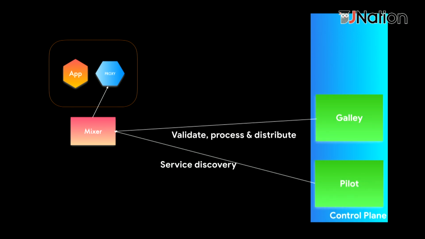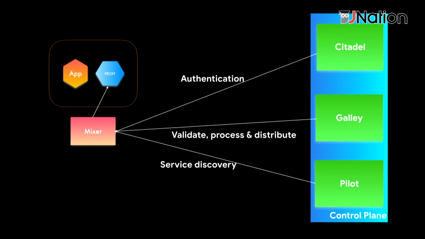And you have galley. A galley is something where you validate, process, and distribute all the configuration that you're giving to Istio. So a galley is the one where all the configurations will be collected. And this is the one which is responsible for sending those configurations to pilot as well as to other components. So that's what galley is all about. And Citadel. Citadel is for authentication and authorization.